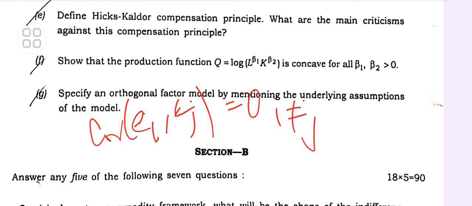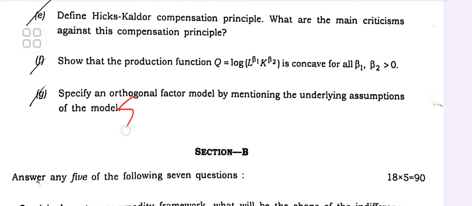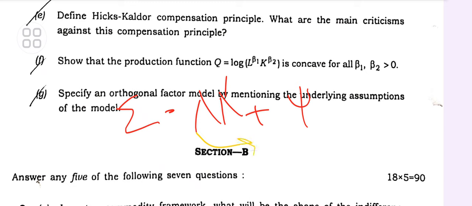Given these assumptions, the covariance matrix of the observed variables can be expressed as this plus this. And what is this? This is the matrix of factor loadings, and this is the diagonal matrix of unique variances. So these assumptions provide a framework for understanding the structure of correlations among observed variables through a smaller number of underlying common factors, and the orthogonality of the common factors simplifies the interpretation and estimation of the model.